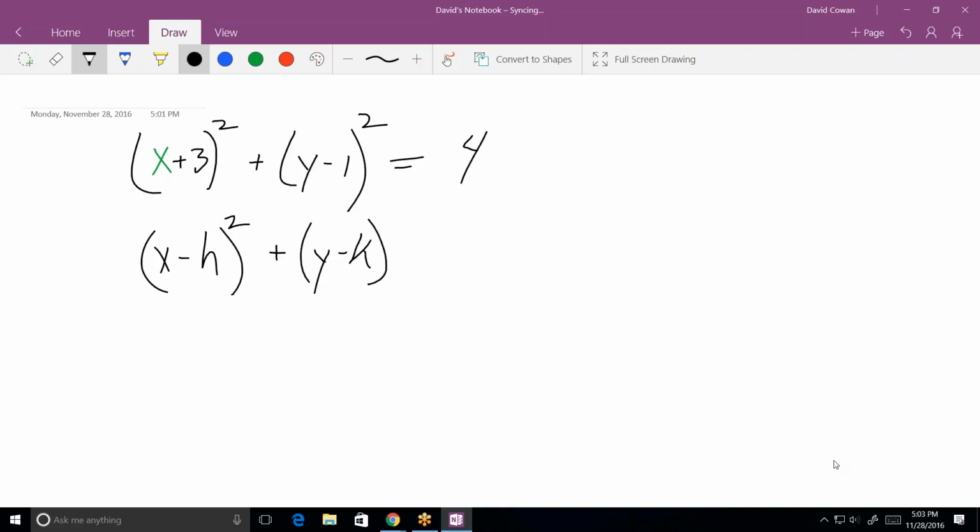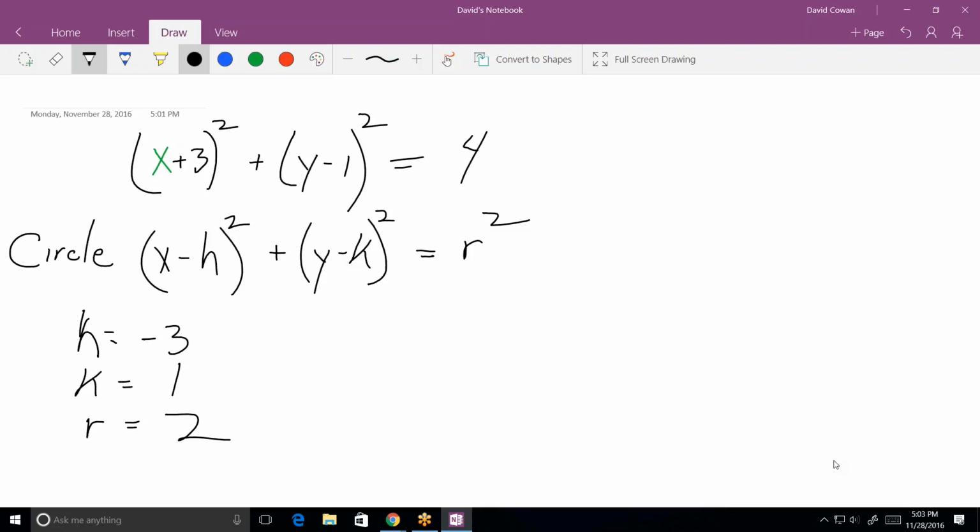Where h and k are the center, and the radius squared. So this is a circle. In our problem, what is h? 3. Well, it's going to have to be negative. Negative 3. What's k? Positive 1. And what is r? 2. Those are the three things they asked for? Yeah, I think so.